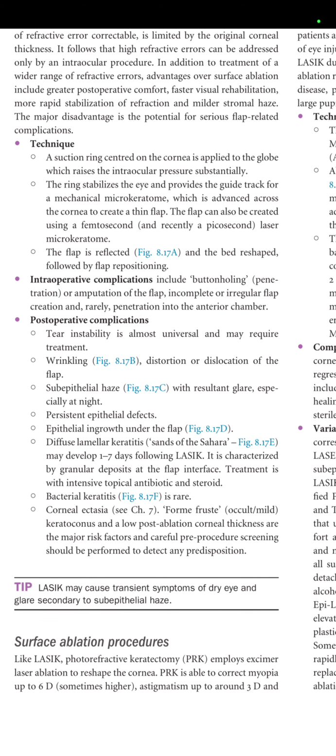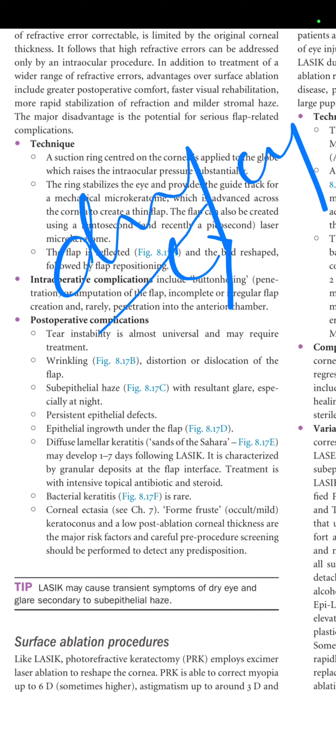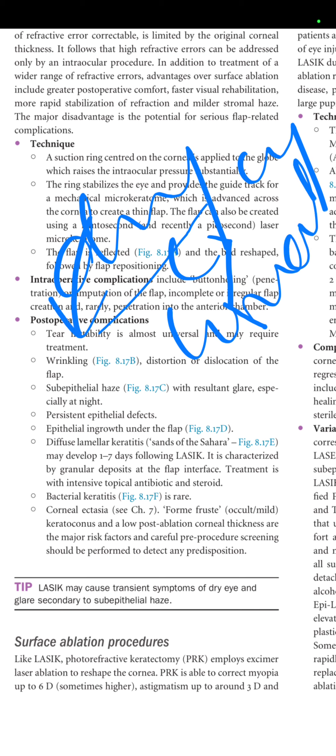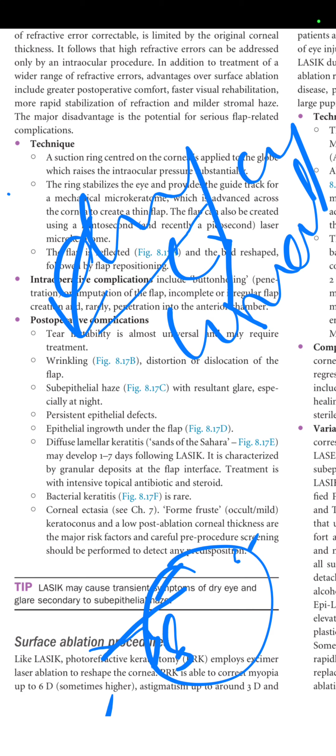Post-operative complications: tear instability is almost universal and may require treatment. Wrinkling, distortion, or dislocation of the flap, subepithelial haze with resultant glare, especially at night. So basically, dry eye is very common after any type of eye surgery, like corneal surgery, so you may have to use lubricants for a while. Wrinkling, distortion, or dislocation of the flap, and subepithelial haze occur because you raise the flap and then put the flap back, and there can be some amount of subepithelial haze.